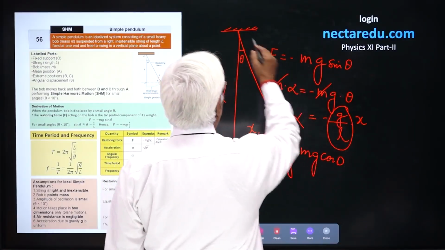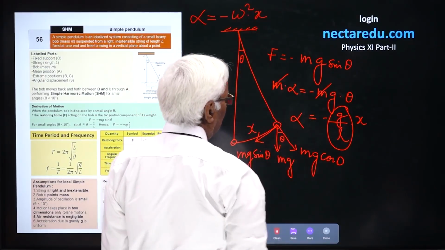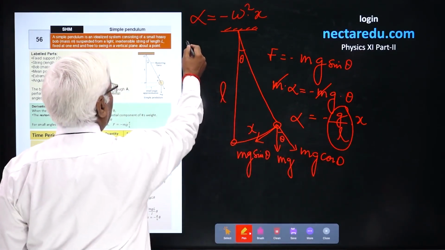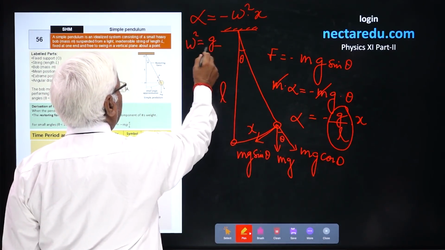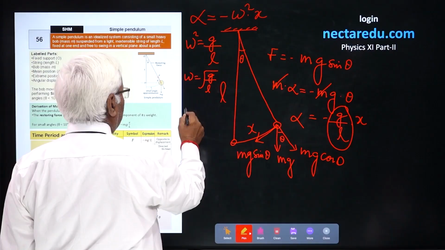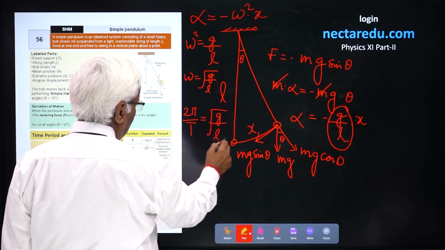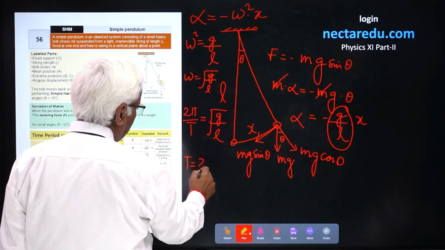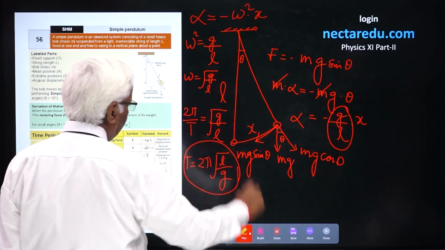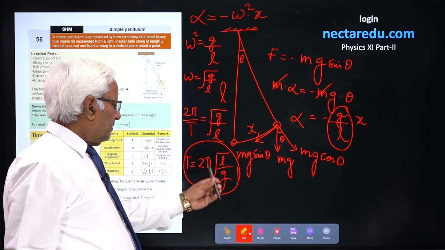You already know the characteristic of SHM, that is acceleration alpha equals minus omega square x. In place of omega square, you are finding here g upon L. Put omega square equal to g upon L, you get omega equal to root g by L. And if you take omega as 2 pi by T, you get finally the value 2 pi root L upon g. This is the formula for the time period of simple pendulum.